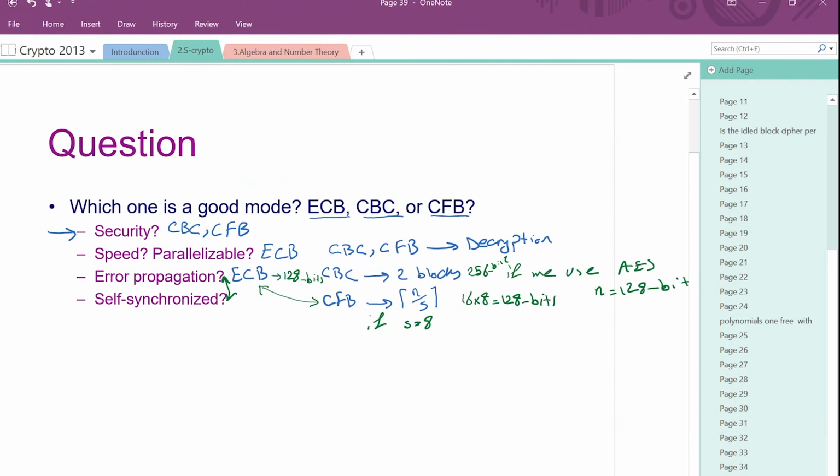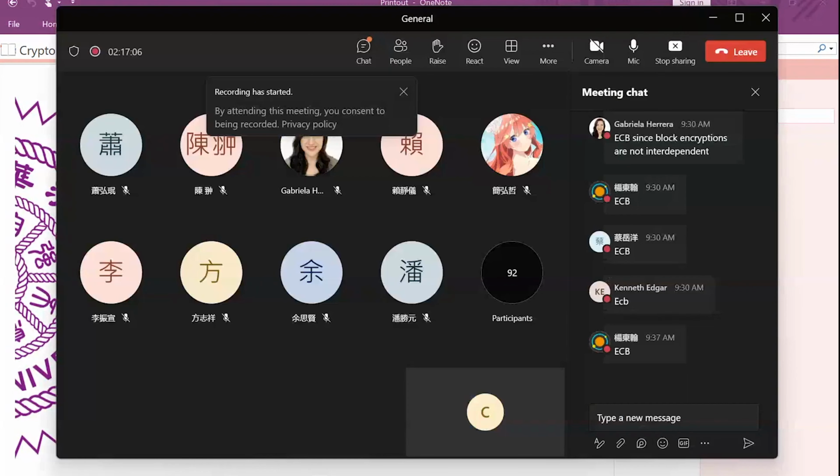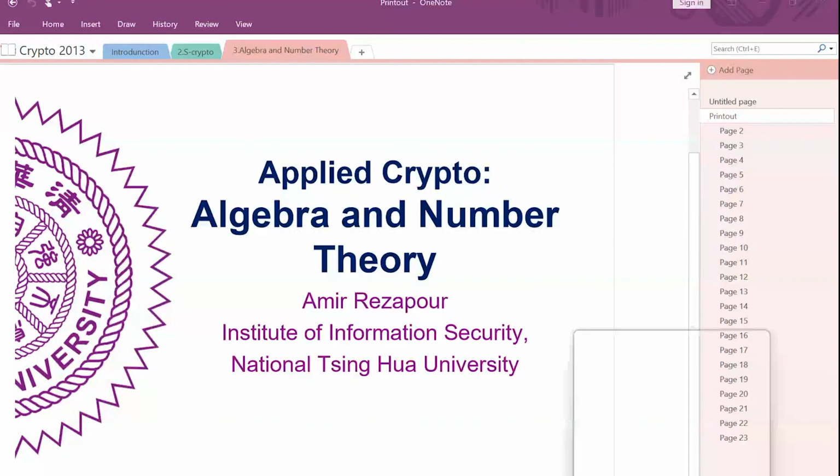So let's switch our chapter. Let me see if there is any question before we go. Okay, yeah, very good. To a very interesting chapter of algebra and number theory.